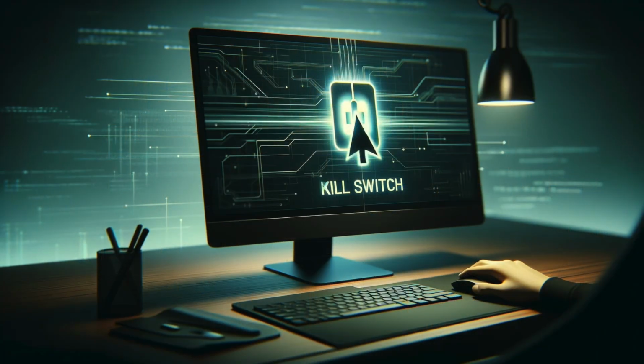The attack came to a halt when a cybersecurity researcher accidentally discovered and triggered a kill switch embedded in the malware. This discovery, along with subsequent global efforts to update and patch systems, helped mitigate the attack.